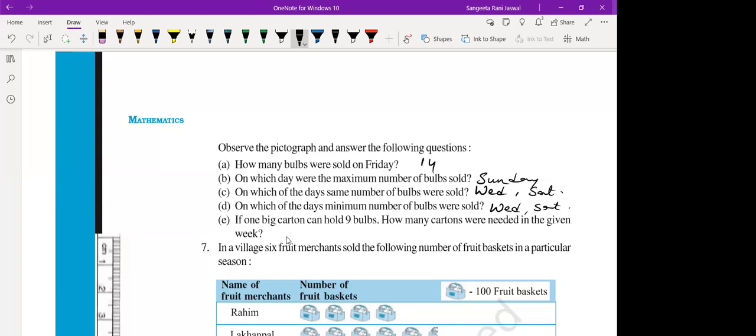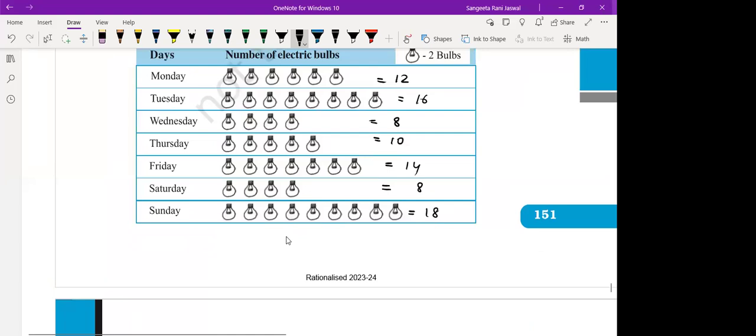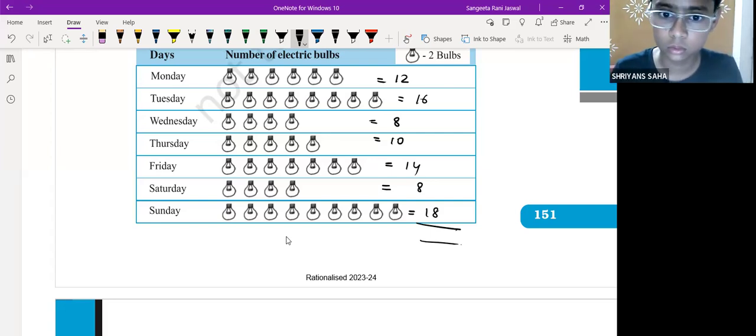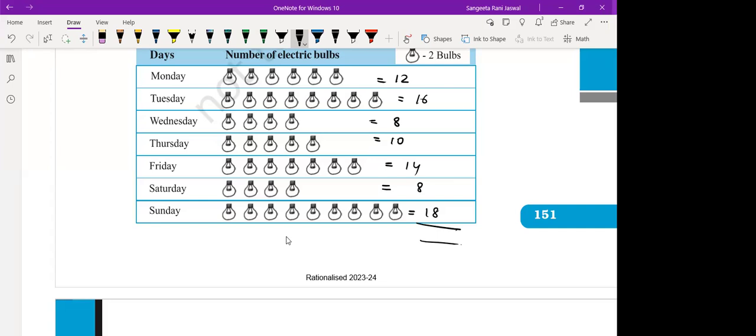Ma'am, can you scroll up? Okay. Ma'am, 10 cartons. See, it's saying that one carton can hold 9 bulbs, no? How many are the total bulbs? First, add all the bulbs. Ma'am, 18? No, it's not 18. Ma'am, 86. It's 86. Okay.